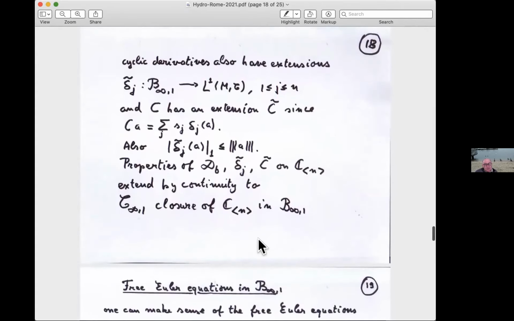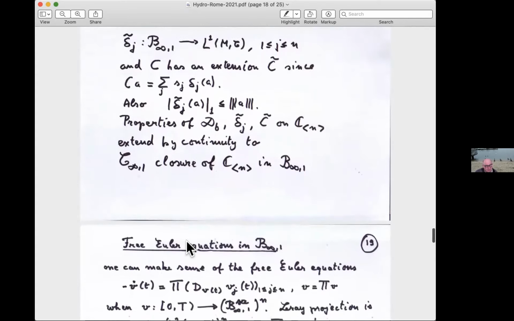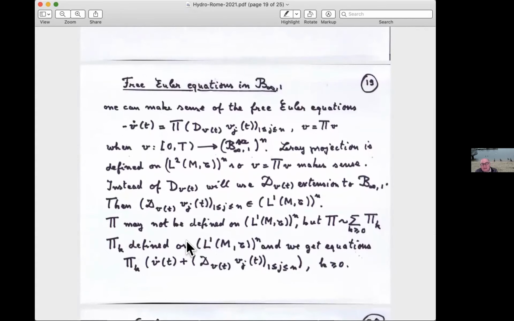But for some of these, one cannot go to the full algebra B infinity comma 1. For certain things, one needs the closure of the polynomials in this algebra. So certain things one has to do in this smaller algebra than all this big Besov type algebra. And then it makes sense to consider the Euler equations for functions with values in this algebra B infinity comma 1.